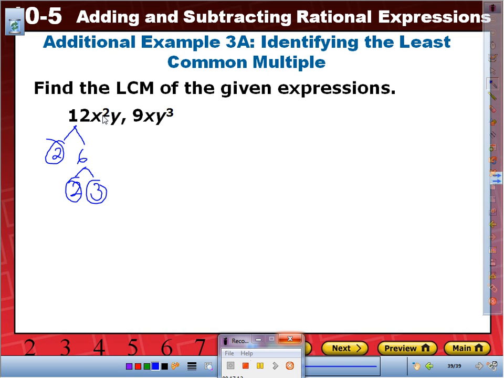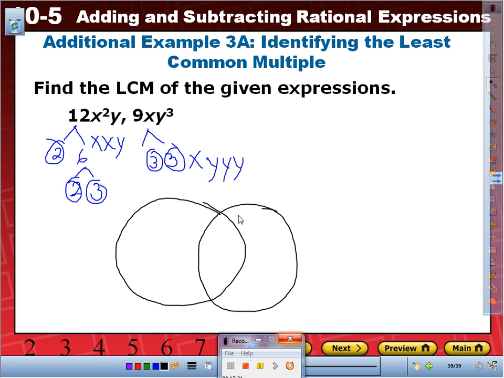And then let's factor out the x squared. This is x times y. Look at the 9. 9 is 3 times 3. Let's factor out the variables: x times y times y times y.